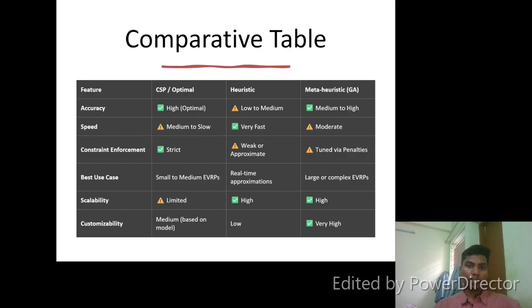Looking at broader features, CSP provides high accuracy but has limited scalability and moderate speed. The heuristic is very fast and highly scalable but offers lower accuracy and weak constraint enforcement. GA provides a good balance, medium to high accuracy, moderate speed, and high scalability, and it's highly customizable through its fitness function and parameters. The best use case depends on the specific needs: CSP for smaller problems needing optimality, heuristics for quick approximations, and GA for larger, complex EVRPs.